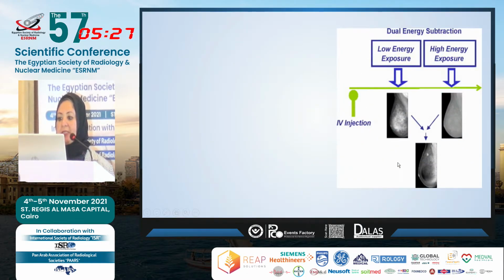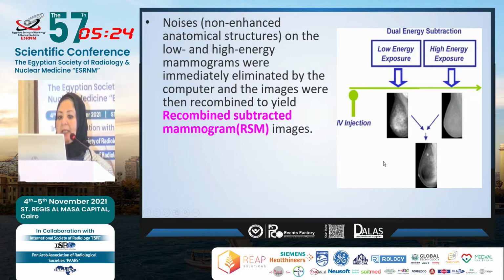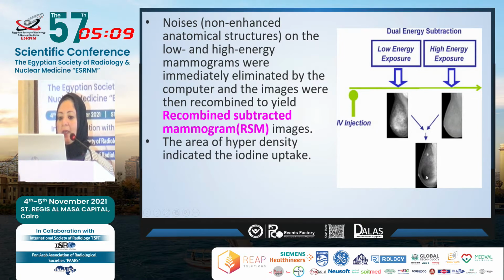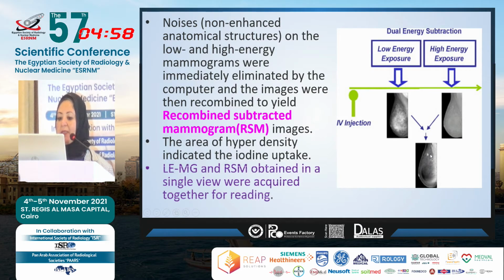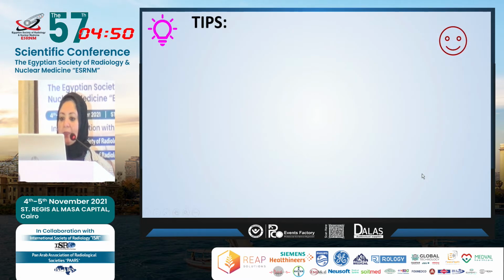So the examination is rapid, and then all the non-enhanced anatomical structures on the low-energy and high-energy acquisitions will be eliminated by the computer, and the images will be recombined to yield the recombined subtracted mammogram images, with the hyperdensity indicating the iodine uptake. For reading, we use the low-energy mammogram image and the recombined subtracted mammogram images.